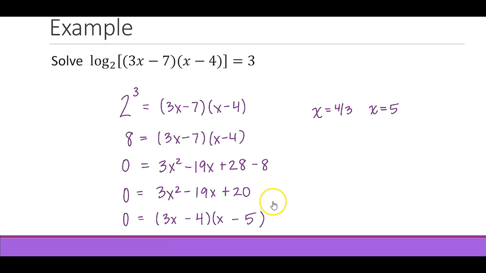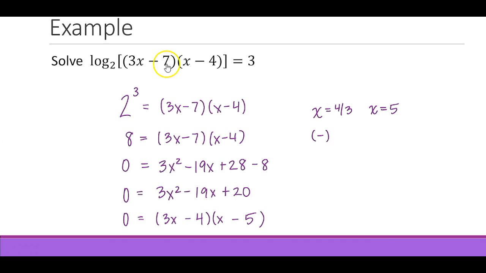So my two possible solutions, setting each of these factors equal to 0, are x equals 4/3 and x equals 5. And I say that these are possible solutions because we need to make sure that neither of these values makes the inside of the logarithm negative, because I can't plug negative values into a log that's outside of its domain. To check each answer, I want to substitute them into each x to make sure the whole inside ends up being positive. So when I check 4/3, 3 times 4/3 is 4, and 4 minus 7, that's a negative. So I'm doing a little sign analysis here.